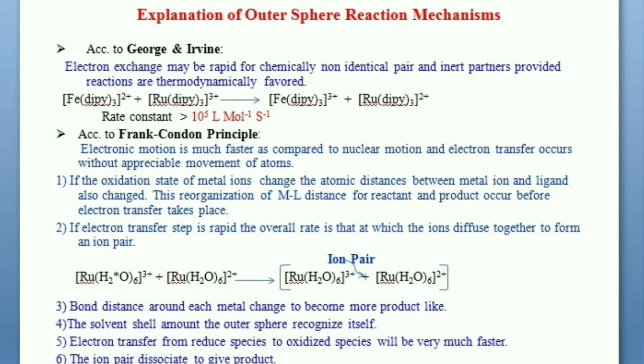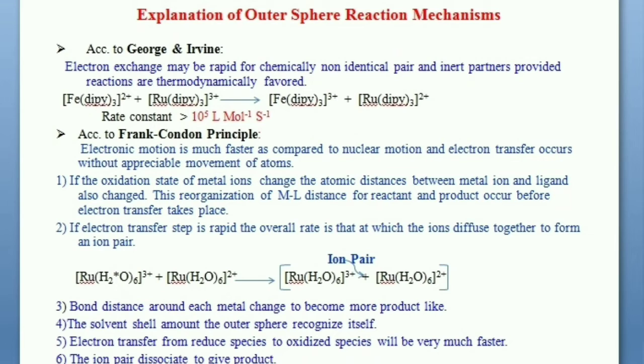According to the Franck-Condon principle, electronic motion is much faster as compared to nuclear motion, and electron transfer occurs without appreciable movement of atoms. The Franck-Condon principle states the following steps. If the oxidation state of a metal ion changes, the atomic distance between metal ion and ligand also changes. The reorganization of metal-ligand distance for reactant and product occurs before electron transfer takes place. In the second step, if the electron transfer step is rapid, the overall rate is that at which the ions diffuse together to form an ion pair.